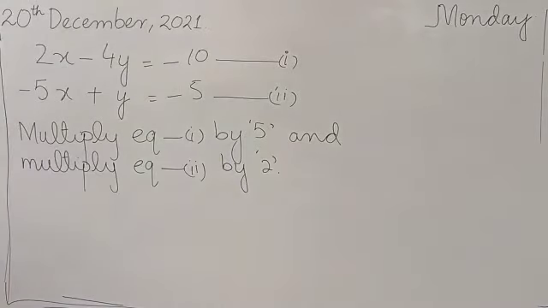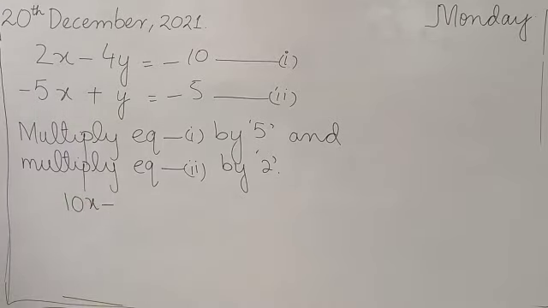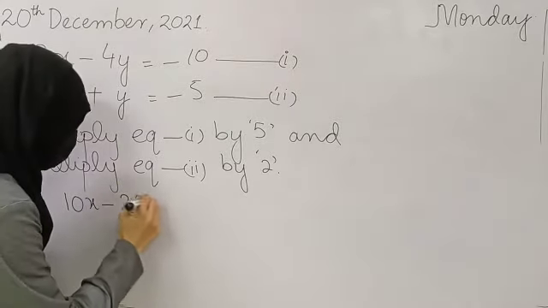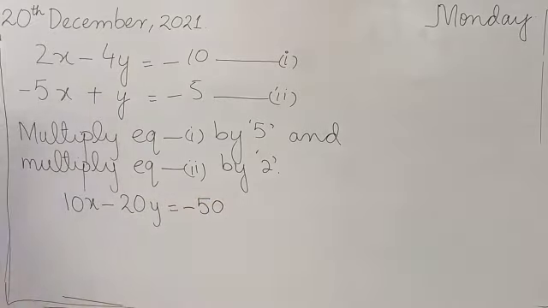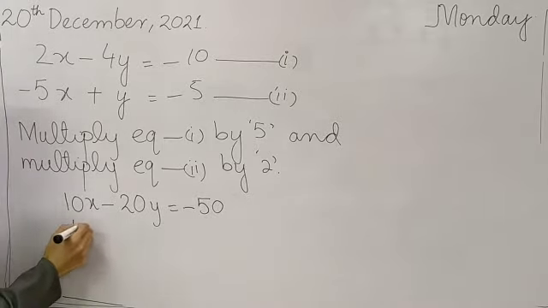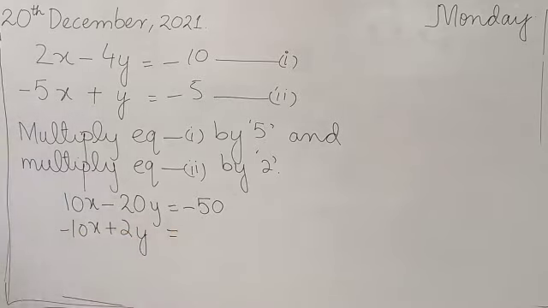Okay. So after multiplying, what will we get? 5 times 2 is 10x minus 5 times 4 is 20y is equal to 5 times minus 10 is minus 50. And multiply equation 2 by 2. After multiplication, we will get minus 10x plus 2y is equal to minus 10. Now we have these two equations having the same coefficients of x.